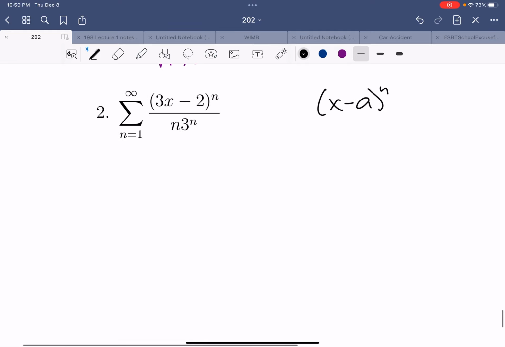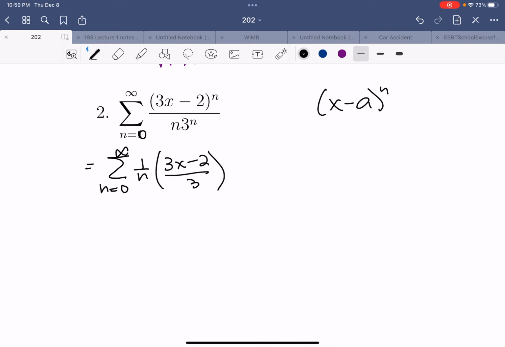So the first thing I'm going to do is rearrange this a little bit. So sum n equals, and really this should be 0 to infinity, and I'm going to put the 1 over n in the front, and put the rest of it all together. So (3x minus 2) all over 3, everybody to the n. And I can do that because both of those two things had n powers on them. And then I'm going to go ahead and divide that through. So 3x over 3 is just going to be x, and 2 over 3 is 2/3.